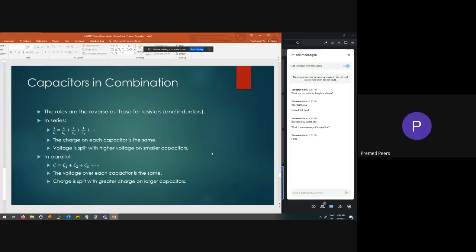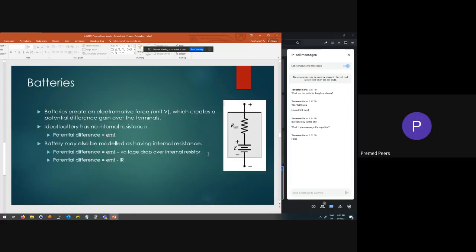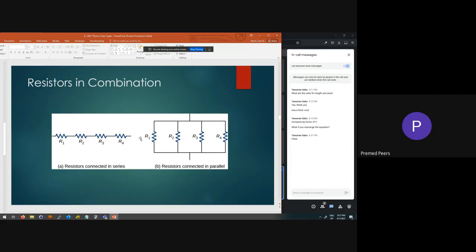Okay, we have actually quite a bit of time. Do you all have any questions before we do the practice passage? Did you have a picture of capacitors in series and in parallel? Was it the previous slide? Let me go back to the resistors. I did not put one for capacitors. Just pretend these are capacitors.